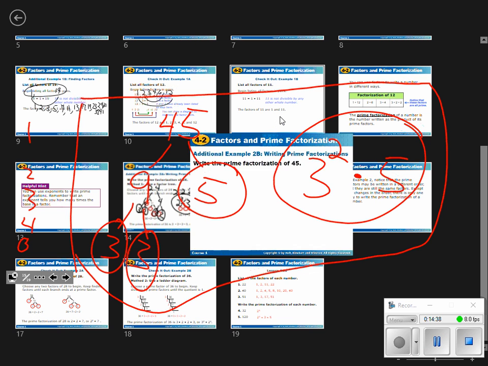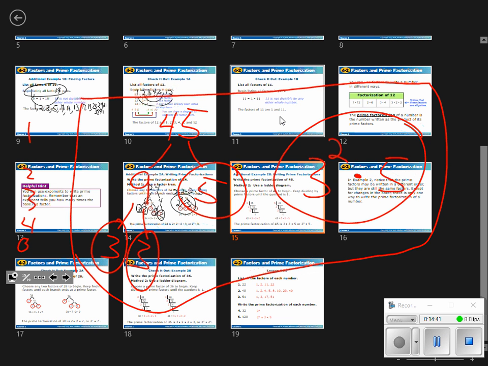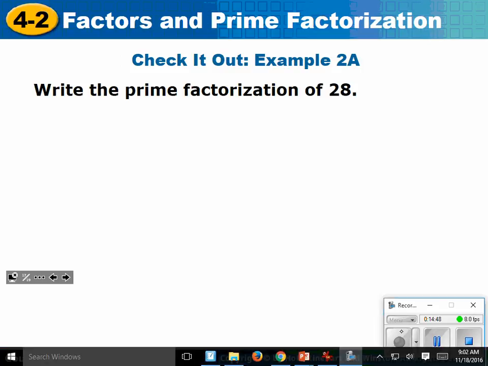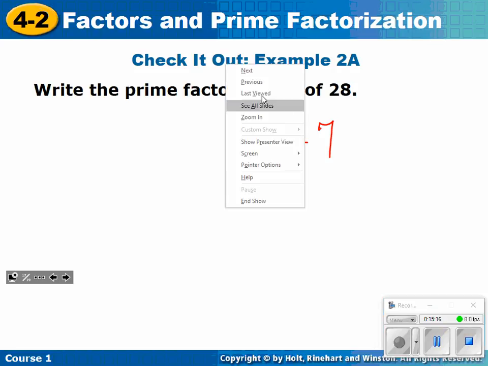I'm going to have you do one on your own now. Prime factorization of 28. As most of you came up with, it was 2 to the 2nd times 7. Now remember, 2 to the 2nd is 2 times 2. Right, Hunter? Erase that. 2 to the second is 2 times 2, which is 4, times 7 is 28. Every single number has a prime factorization. Every single whole number, I should say.